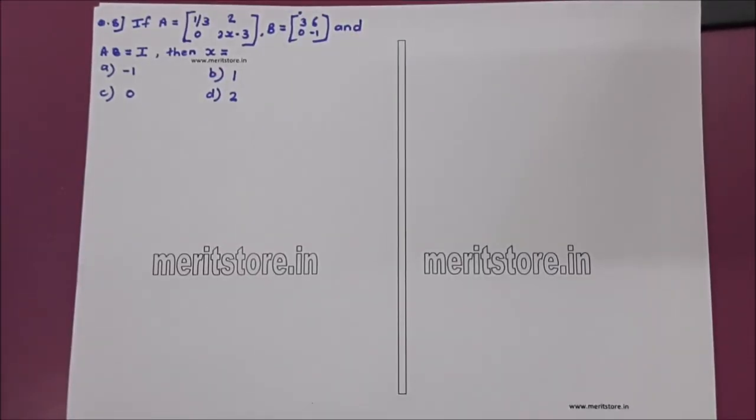Question 8. If A is equal to the matrix [1/3, 2; 0, 2x minus 3], B is equal to [3, 6; 0, -1] and AB is equal to I, then x is equal to, A minus 1, B 1, C 0 and D 2.